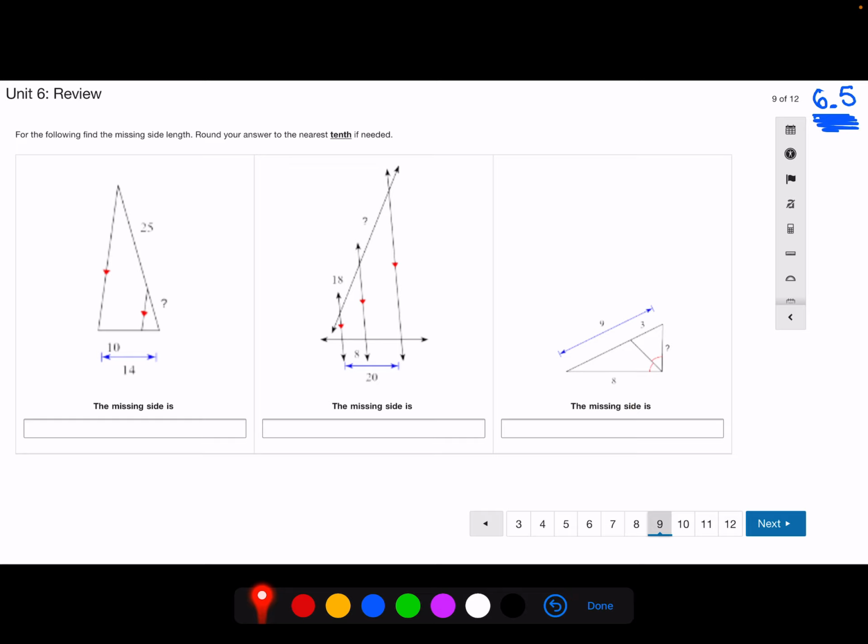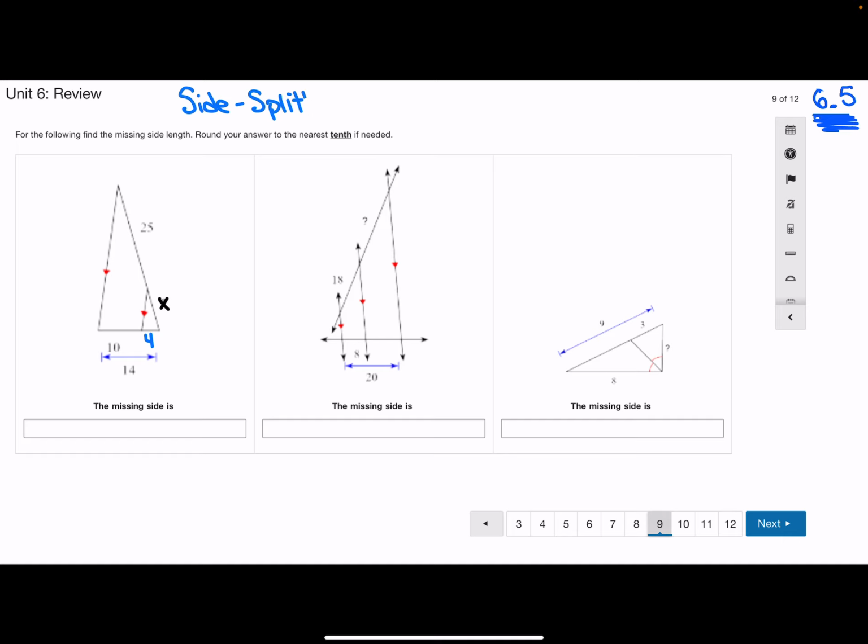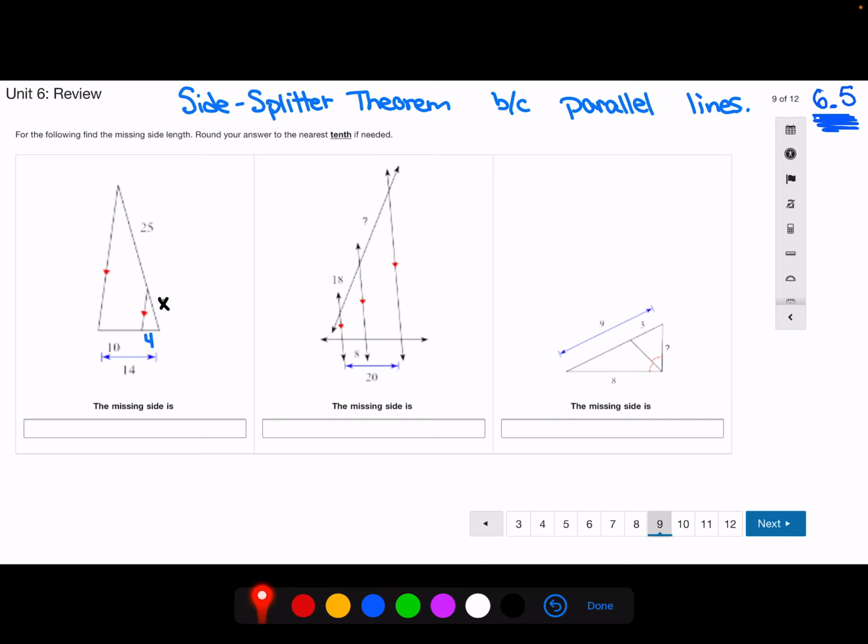So, for this one, in the first couple within 6.5, we talked about keys that we need to look for within these types of problems. And one of the major keys for these types of problems is parallel lines. So if you ever see parallel lines, we can always use the side splitter theorem. Now the side splitter theorem means I'm going to split the sides of my triangles so I can set up my proportions, and my ratios will stay on the same side.